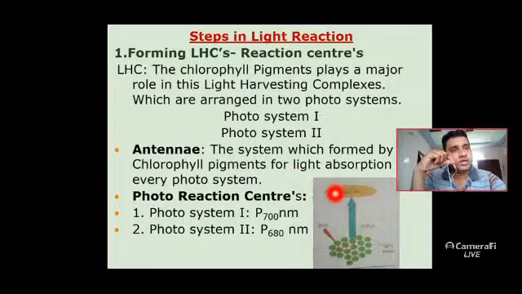After absorbing the sunlight, the light has to be used for several actions. Those centers are called reaction centers, or photoreaction centers. There are two photoreaction centers in the plants: one is photosystem 1 and the second is photosystem 2. Photosystem 1 occurs at a wavelength of 700 nanometers, and photosystem 2 occurs at 680 nanometers of wavelength.